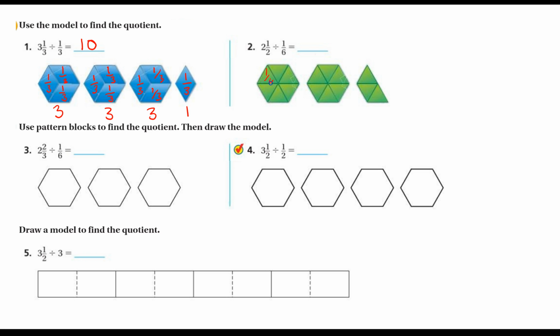So we have a 1/6 here, 1/6 here, 1/6, 1/6, 1/6, 1/6, a total of 6/6. Then another 6/6 in the next whole, and then 3/6 there. So 6, 12, 13, 14, 15.